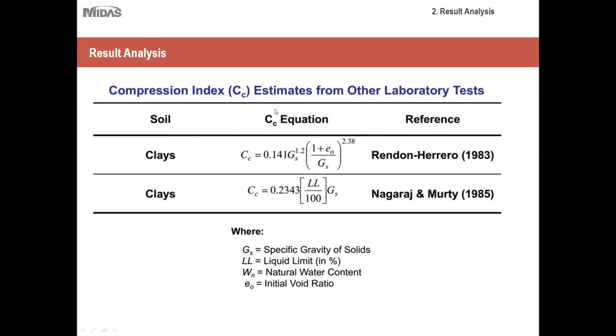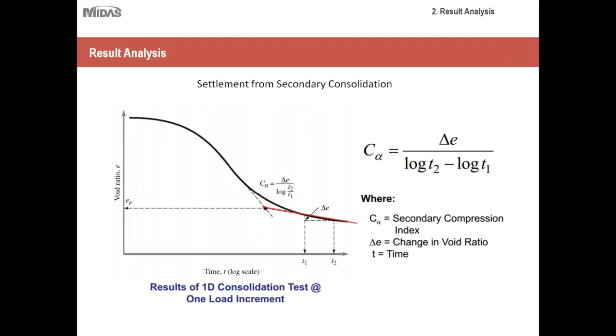And then here are some other references for compression indexes that are available to you. Once again, you'll need to get your liquid limit, and for some of them, you'll need to get your specific gravity as well. But these are all available to you if you don't have the time or the funding, or you don't feel the need to do your own odometer test. You can just use these and get very conservative results.